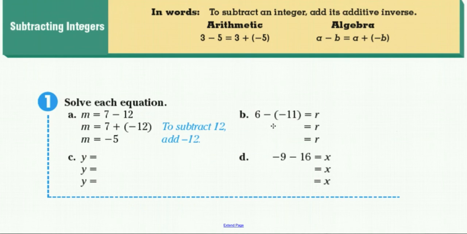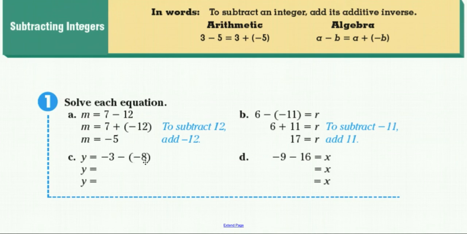Add -12. Letter B, 6 minus -11 equals R. If you notice here too, you will get the additive inverse of -11, which is 11, and add it to 6. So this becomes 6 plus 11. To subtract -11, simply add 6 plus 11, which will give us 17.